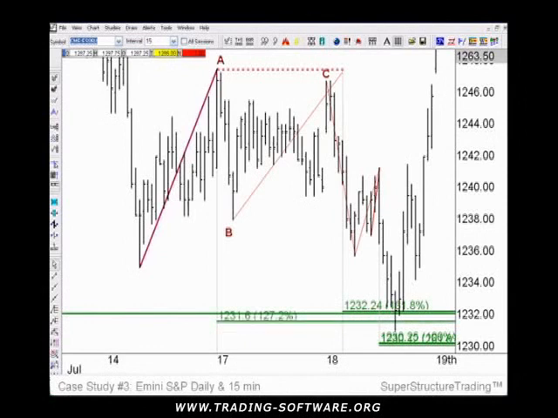Here I put all the Fibonacci calculations in green. They all cluster right around this neighborhood to give you an excellent buy when you average out these numbers. And the actual low is right there. And of course, a big, huge up move follows.